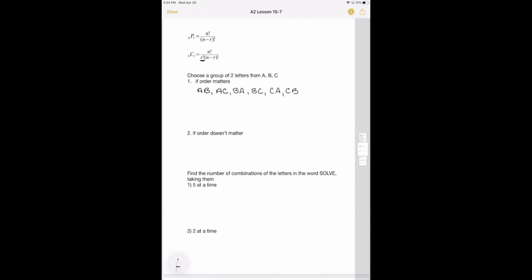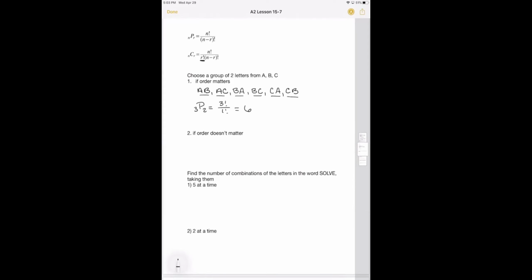Now, if we made that a permutation out of 3 letters, I'm choosing 2. Our formula would be 3 factorial over 3 minus 2, which is 1 factorial. And 3 factorial is 3 times 2 times 1, which is 6. And of course, I have 6 possible arrangements.